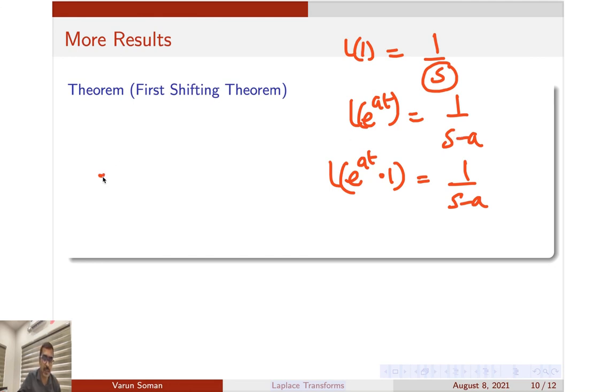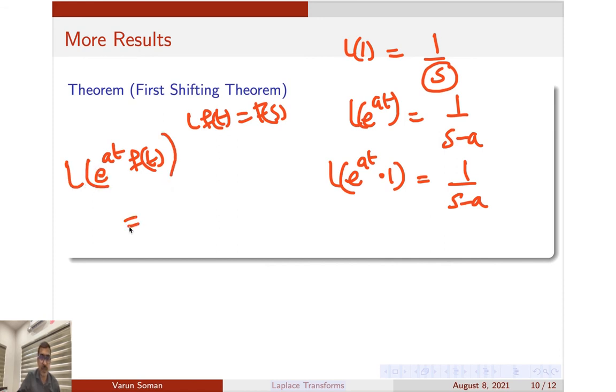That's the idea, and that is the first shifting theorem. Suppose you have a function f of t with the Laplace transform capital F of s. If I multiply e raised to at with f of t and find the transform, this will be the same as F of s minus a. So that is the first shifting theorem.